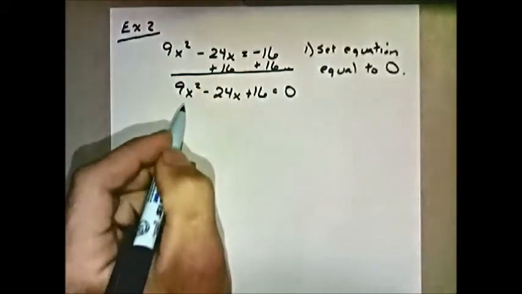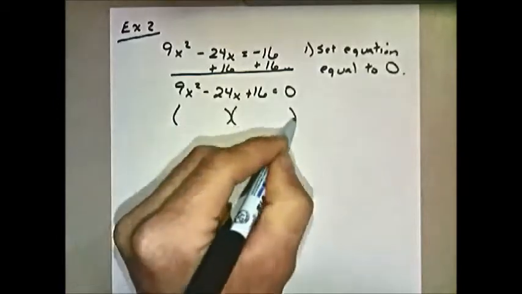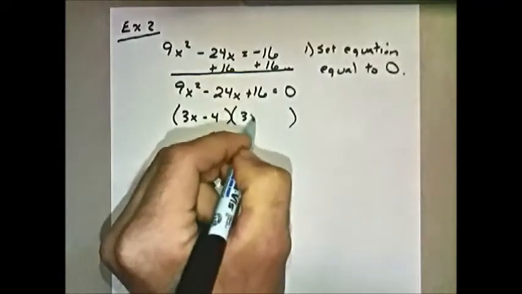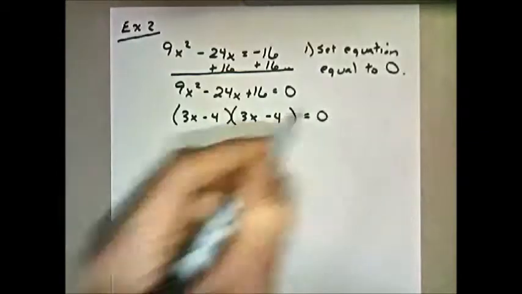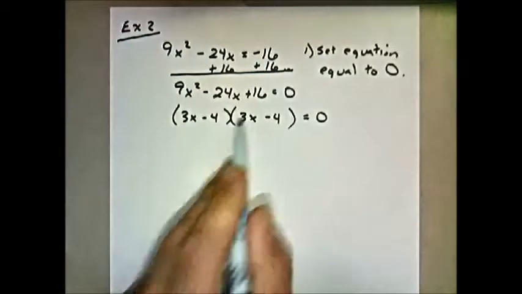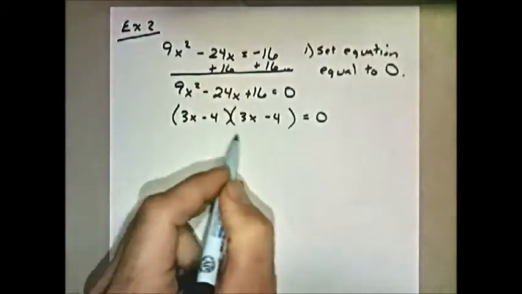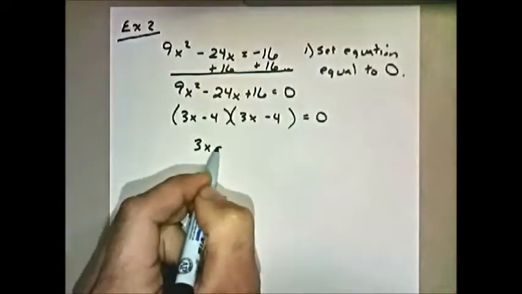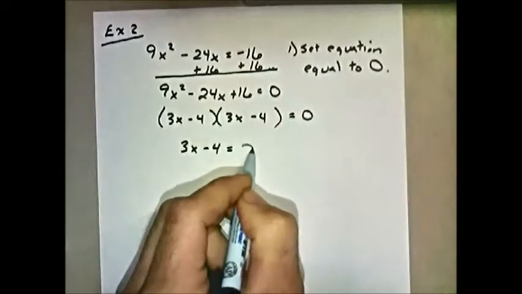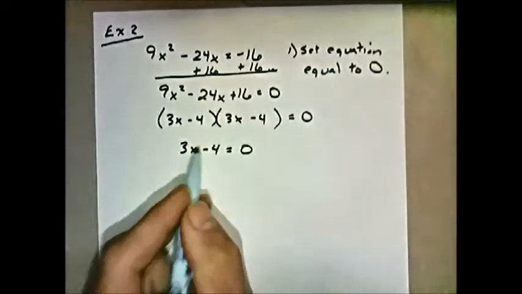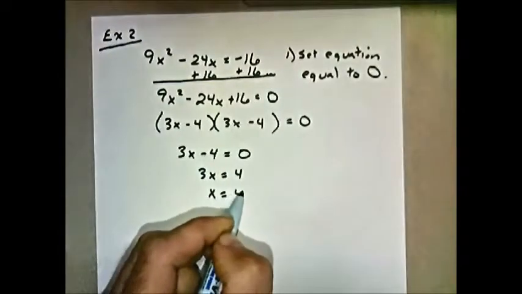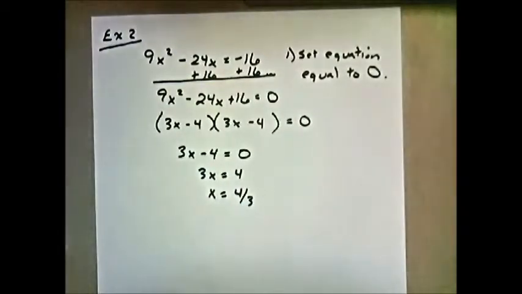Now we're going to attempt to factor this. This does factor to 3x minus 4 and 3x minus 4 equal to 0. Notice our two terms are the same, our two binomials. So we don't have to write two equations. All we do is write one. So 3x minus 4 equal to 0. Solving for x, 3x equals 4, so x equals 4/3. And that's our solution.